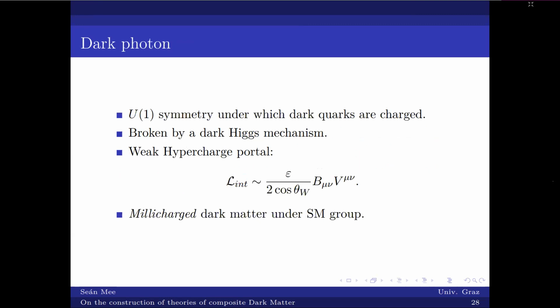Some of you might be familiar with this idea of a dark photon, right? We extend our theory with this U1 symmetry, under which all our dark quarks are charged. Some dark Higgs mechanism breaks this symmetry. And finally, we allow our dark photon to talk to the standard model weak hypercharge through this kinetic mixing, right? So what this results in is that we have dark matter which is now newly charged under the standard model group, right? So we have charges which are controlled by this small parameter epsilon, right?